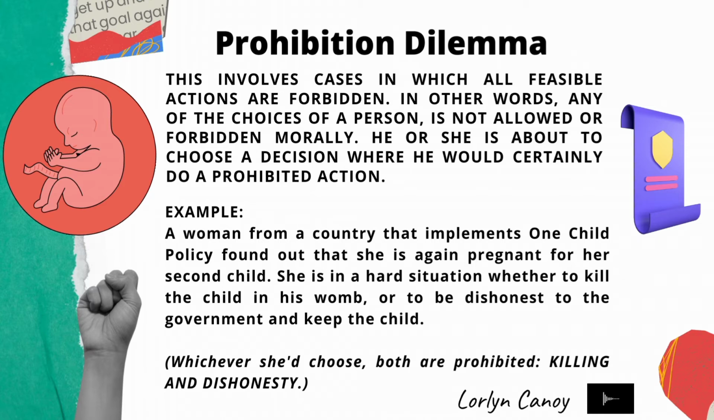For an instance, a woman from a country that implements a one-child policy found out that she is again pregnant with her second child. She is in a hard situation, whether to kill the child in her womb or to be dishonest to the government and keep the child. Whichever decision she chooses, both actions are morally prohibited: to kill and dishonesty.